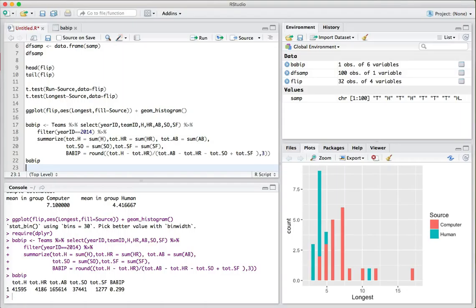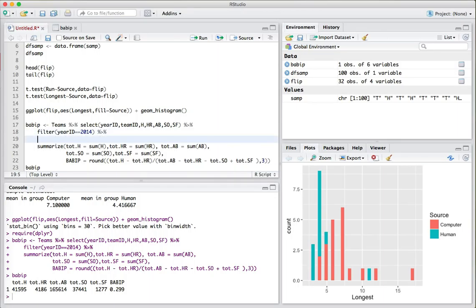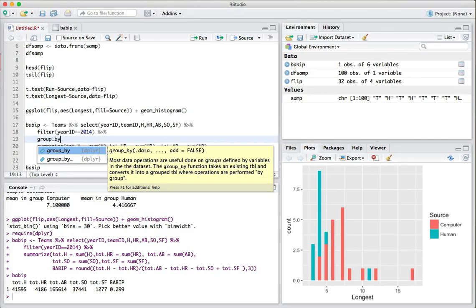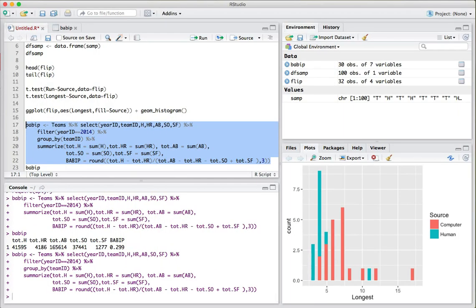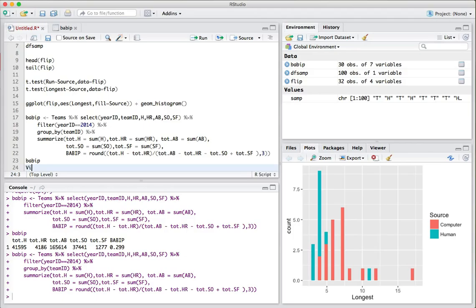Well, what we can do is to ask, well, what sort of variation is there among teams? So we'll simply add another line to our code here, and we're going to group by team ID. So I add my piping operator again here. Now I'll run all of this code, and I should get 30 lines of data this time instead of just one. So I have my 30 rows there, and let's just look at that up in the view window.